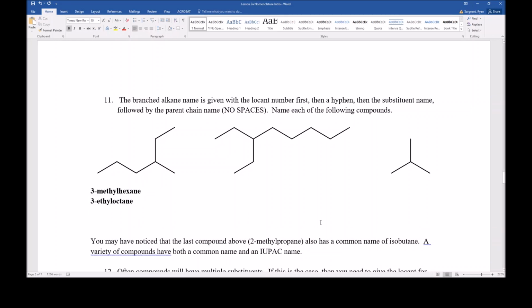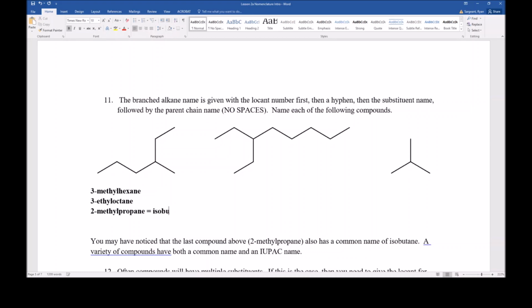The last one right here, there are a variety of different ways you can come up with a 3-carbon parent chain. So this is some type of propane. Coming off of the propane is a methyl group, and if I call this my parent chain, this would be 1, 2, 3. The methyl group is coming off of the 2 position. So isobutane is also called 2-methylpropane.